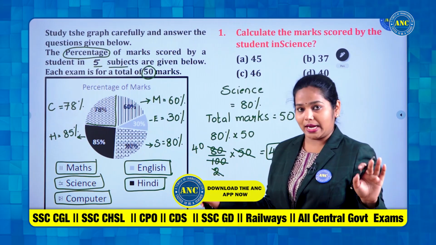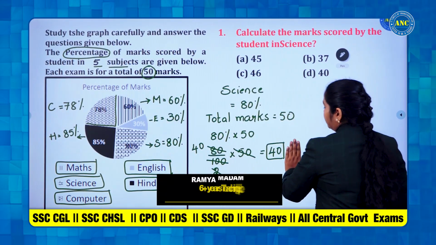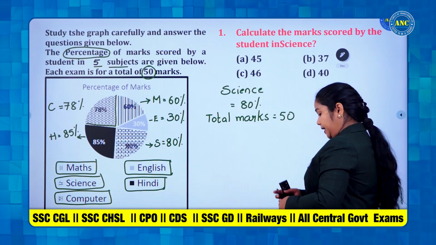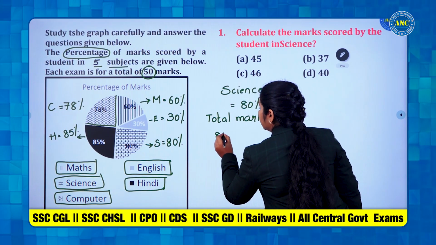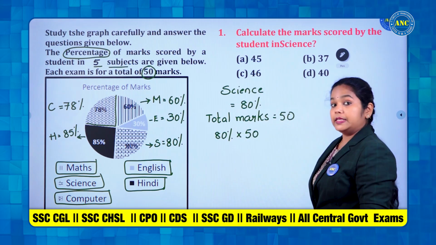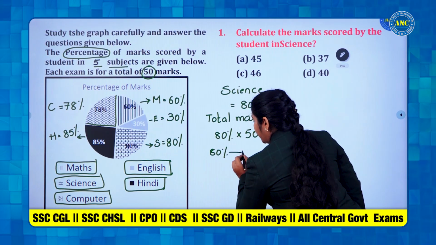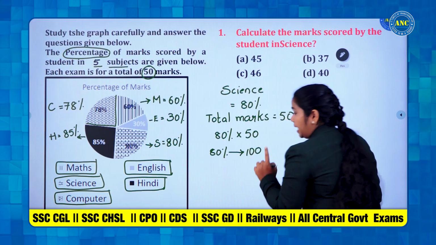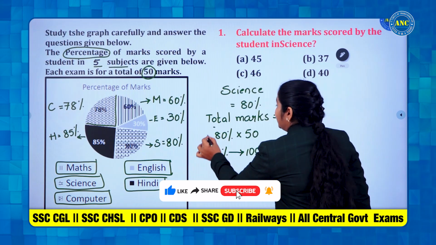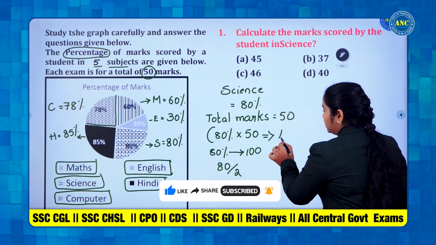If you do not practice, but how does a smart student do it? Let us see how does a smart student do it. So, we need 80% of 50. Yes. See, we all know 80% of 100 is how much? 80% of 100 is 80. Then 80% of 50 will be half of 80. It's 40.